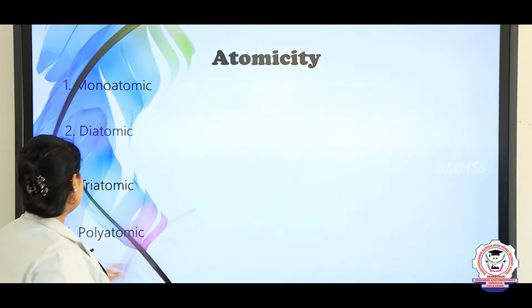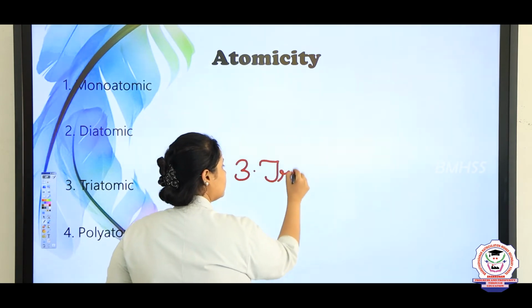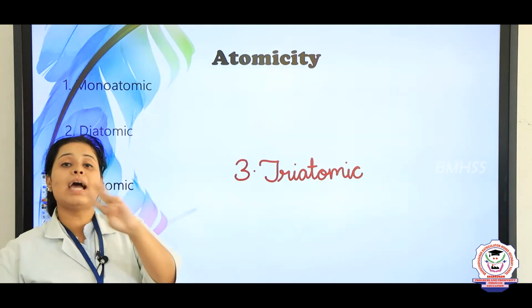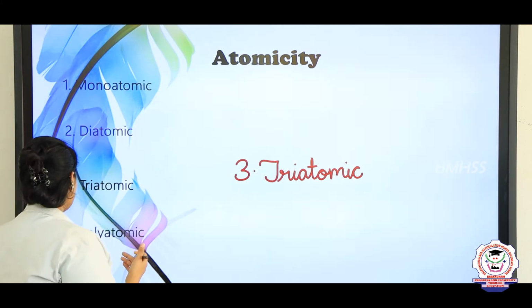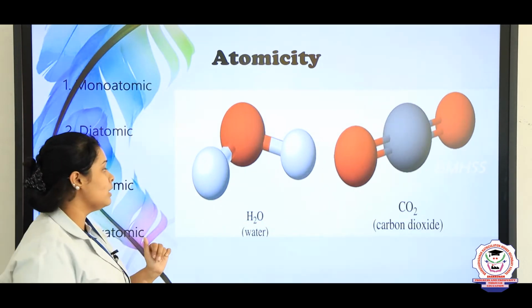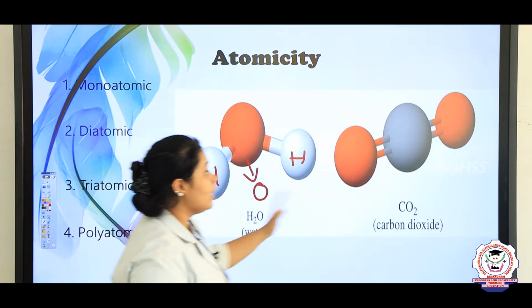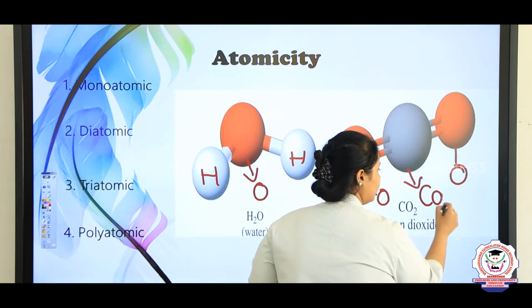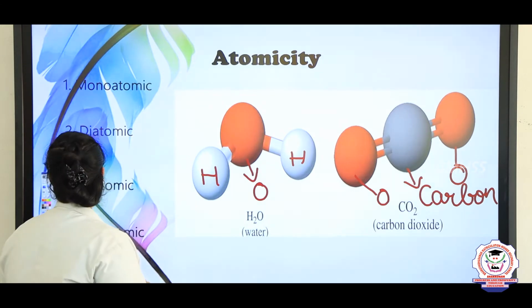Yes. After that the third type is known as triatomic. Triatomic means there is the presence of three atoms. They can be in different combinations, or they can be of similar atoms. The examples here are H2O and CO2. These are the most common examples, because in H2O there are two hydrogens and one oxygen, right? In the same way, in carbon dioxide there are two oxygens and only one carbon. Yes, so this is the best example of a triatomic molecule, okay?